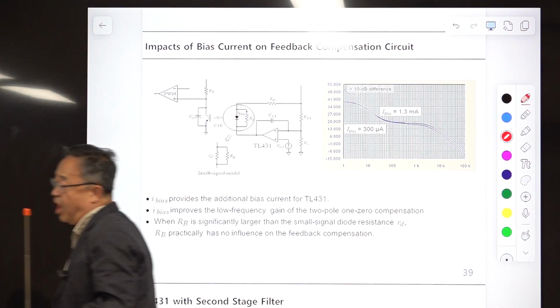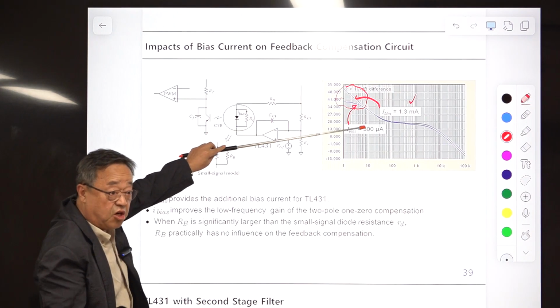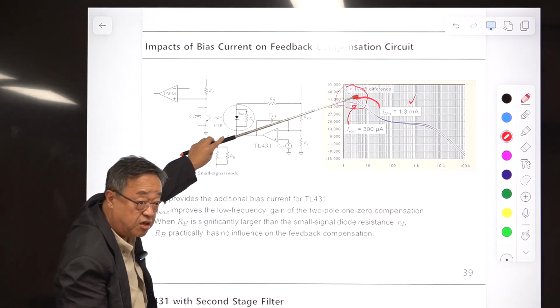Okay, if the I bias is 1.3 milliamp, you have this curve, okay? But if the I bias is not sufficiently larger than this one, for example, 0.3 milliamp, you have this, okay? So this region is different. This is another 2-pole 1-0 compensation. Integration is not working here.